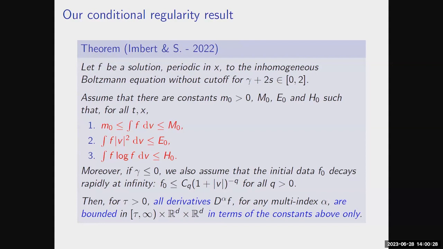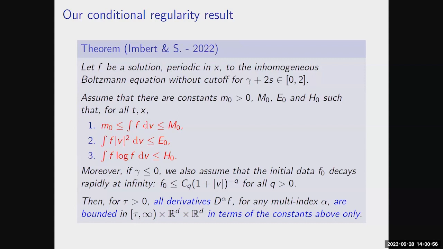These were the parameters for the collision kernels. There is gamma plus 2s between 0 and 2. We assume that the mass density is bounded below and above. The energy density is bounded above, and the entropy density is bounded above. And then in some range of parameters, when gamma is in the soft potential range, we want the initial data to have fast decay at infinity, which we wouldn't need for gamma positive.